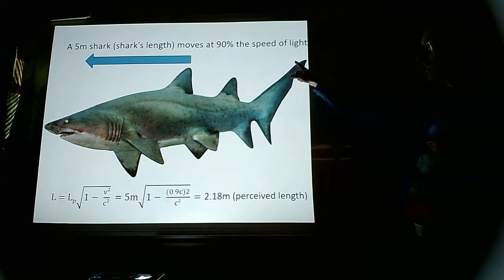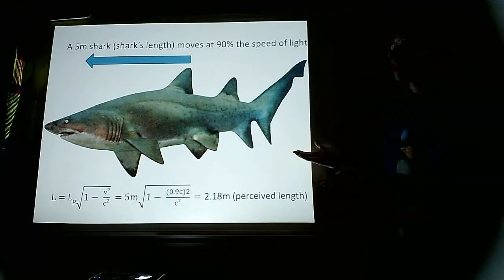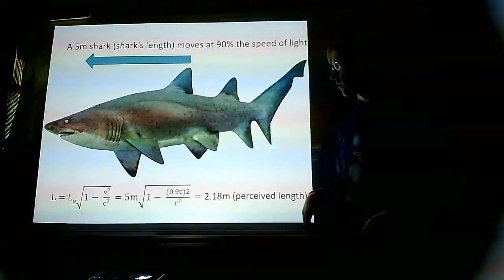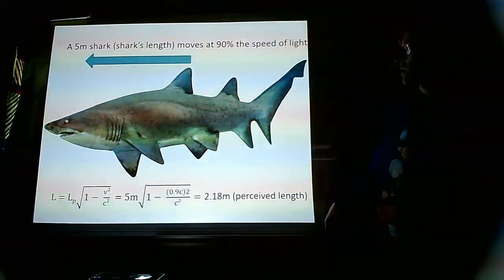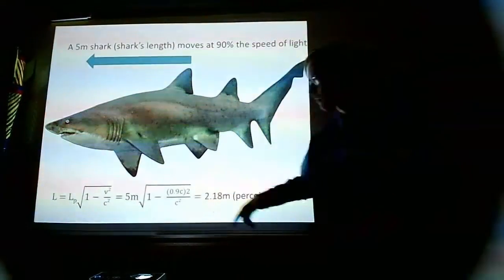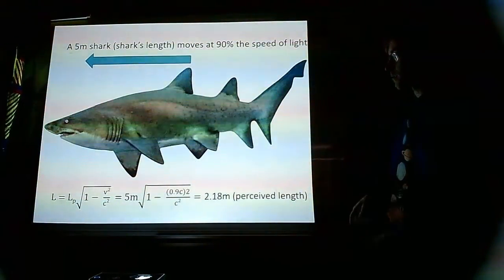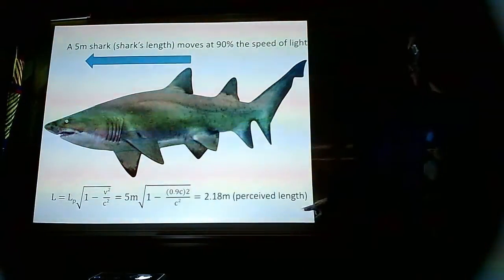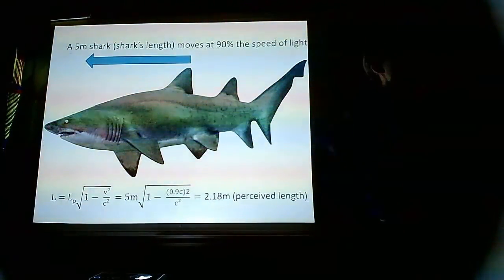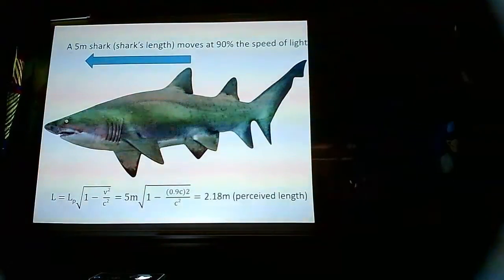5-meter shark, and you can figure out exactly how long it would appear to those of us on Earth. And if it's going at 90% the speed of light, you plug in those numbers just like we did in the other example, and you get 2.18 meters. That's its perceived length, how long it would appear to us on Earth.